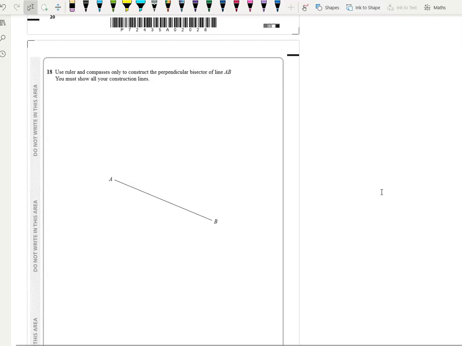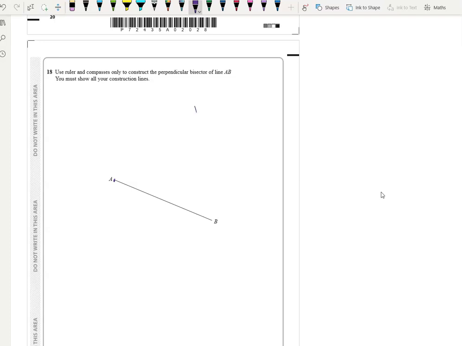Use ruler and compasses only to construct the perpendicular bisector of line AB. You must show all your construction lines. So what you have to do is you take your compass, keep your pointer at point A, and your pencil somewhere here. Approximately the radius, the width should be more than half. So keep at point A and the radius in the compass more than half.